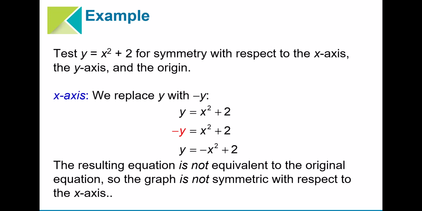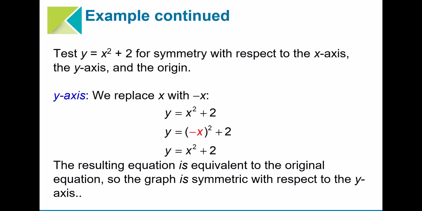So you might see an example like this, to see if x squared plus 2 is symmetric with which axis. To test it with the x-axis, we replace y with -y, and I could divide both sides. In this case, you can see that I'm dividing by a negative here. The resulting equation is not equivalent to the original, so it's not symmetric with respect to the x-axis.